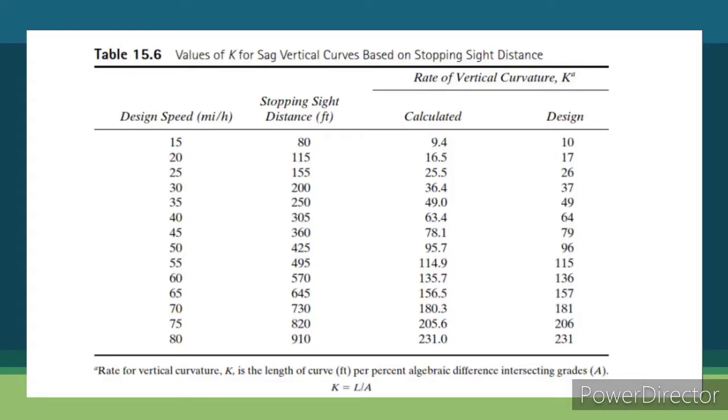Table 15.16 shows the values of K for sag vertical curves based on stopping sight distance. In this table, it shows the design speed in miles per hour, the stopping sight distance in feet, and the rate of vertical curve K. This table is very important for us to know the exact stopping sight distance at a designated speed of a vehicle.